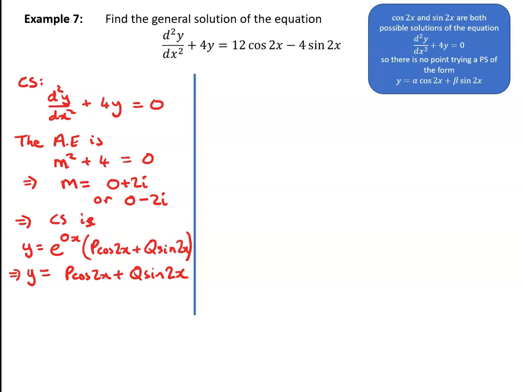Now, cos 2x and sin 2x are both possible parts of the complementary solution. So there's no point us trying a particular solution of the form alpha cos 2x plus beta sin 2x. It will just collapse completely. So we've got to imitate the trick that we used 2 examples ago and say let's instead try y equals alpha x cos 2x plus beta x sin 2x.